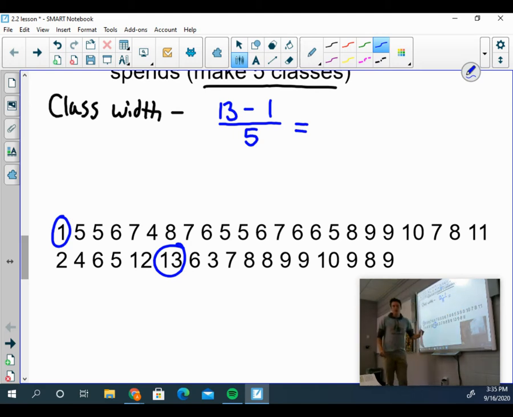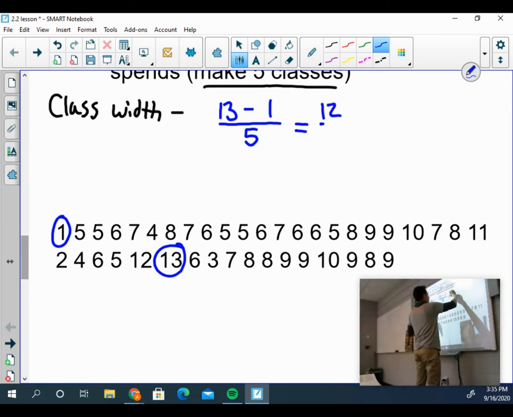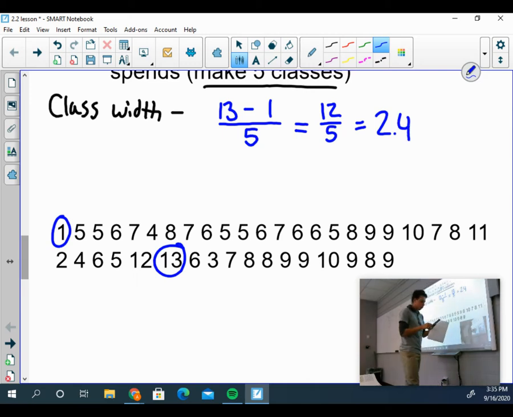Now, if you're jumping into a calculator already, I'm going to grab one myself, you're going to find that won't produce a whole number, right? 12 divided by 5 is going to give us 2.4. Okay? So if our class width is 2.4, the question becomes, what do we do when we get a decimal? Okay? When you get a decimal, please always round up.